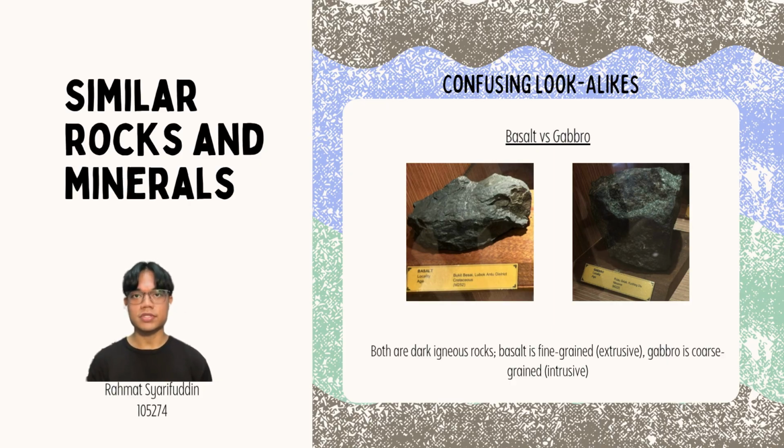Similar rocks and minerals. Firstly, let's look at similar rocks that can be easily confused based on appearance. One example is basalt versus gabbro. Both are dark-colored igneous rocks. The key difference lies in their texture and how they form. Basalt is fine-grained and forms at the surface from lava that cools quickly, which makes it an extrusive rock. Gabbro, on the other hand, is coarse-grained and forms deep underground from slowly cooled magma, so it is an intrusive rock. Even though they look quite similar, the grain size and cooling environment set them apart.